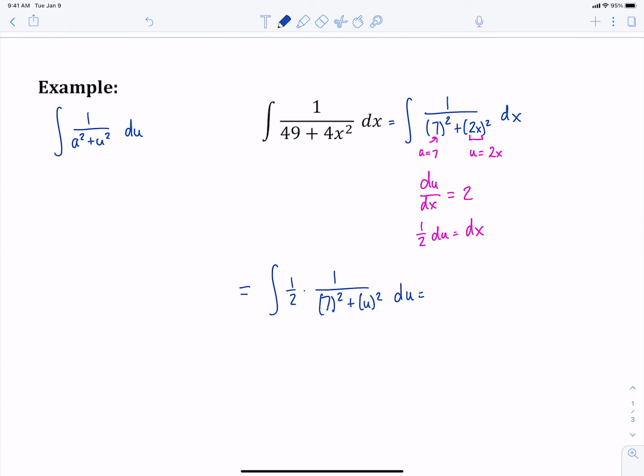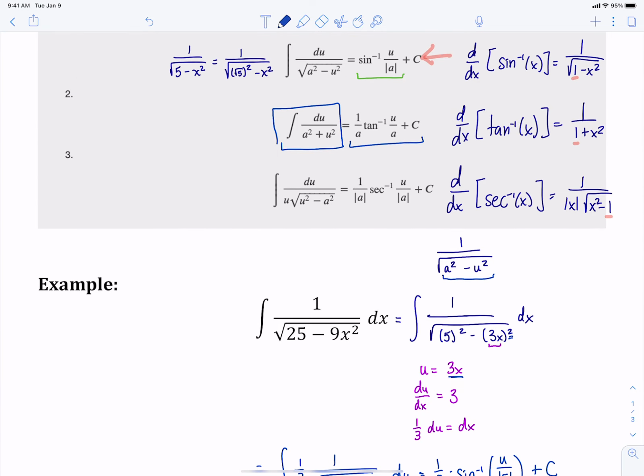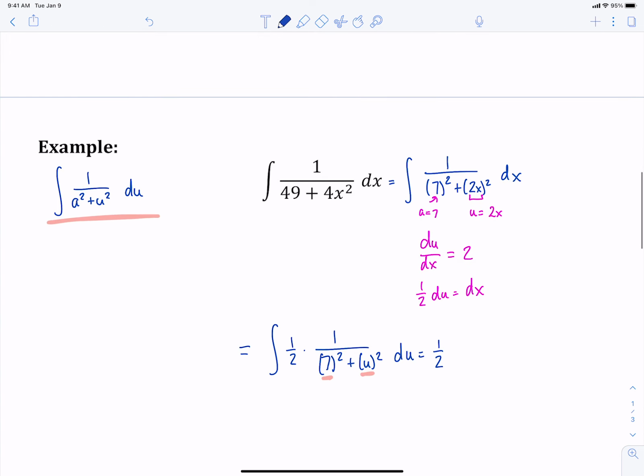So now it looks pretty much exactly like our formula. We've got a is 7 and our u is being squared, and so our integral is going to be 1/2. Maybe I need to go back up and look at the formula to make sure we got them all. This one has a constant that we add out in the front, 1 over a, and then inverse tangent of u divided by a. So this 1/2, remember, is coming from our integral, but then 1 over a, and then inverse tangent of u over a plus C.